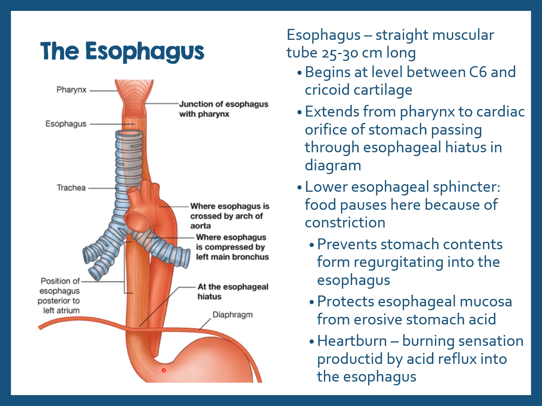But we do want that valve or that sphincter closed because we don't want stomach contents to regurgitate back up into the esophagus. And that sphincter is going to protect that delicate esophageal mucosa from the hydrochloric acid that is inside of the stomach acid. And this is actually what heartburn is.